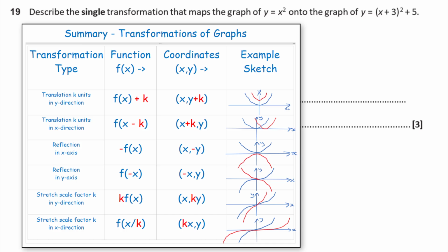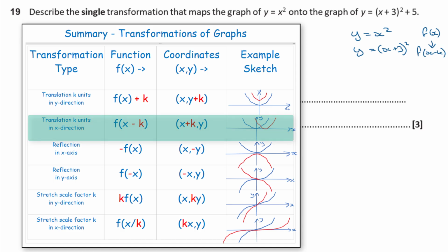Now, I think you can see that if I take y is equal to x squared and I go to y is equal to x plus 3 all squared, then my function in x is going to be f of x minus k. This is a translation of 3 units. Well, it's actually -3, isn't it? Because this one's plus, this one's minus. So it's a translation of -3 units in the direction of x.